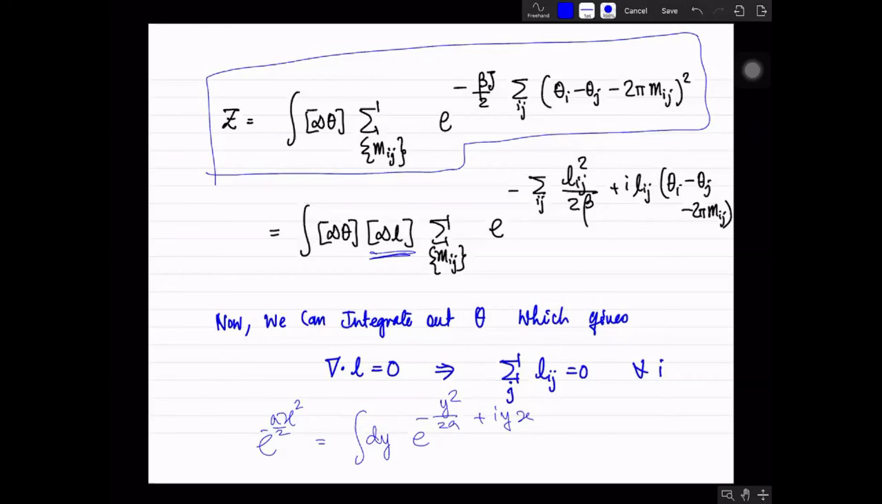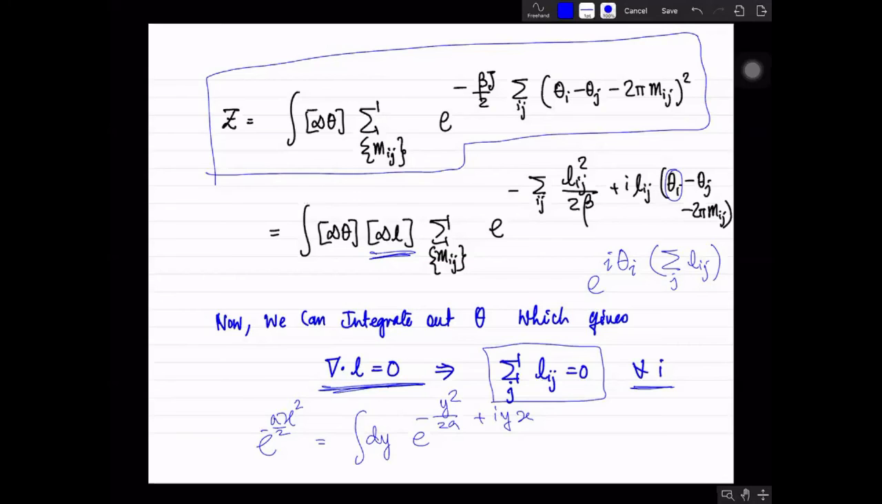And now with this, I can integrate out theta at every site. Theta is linear, so I can integrate out theta. If I collect all the terms with theta i, the term that goes with i theta i is basically the sum over j of Lij. So if I integrate over theta, I get this condition that the sum over j of Lij equals 0 for all i, which is really like a divergence condition on a lattice on this L.